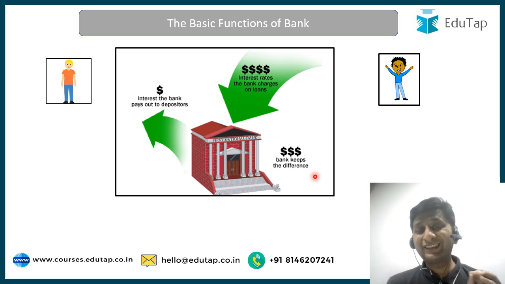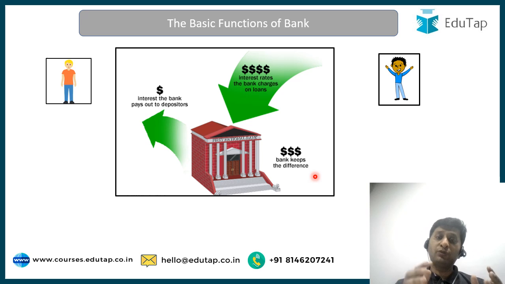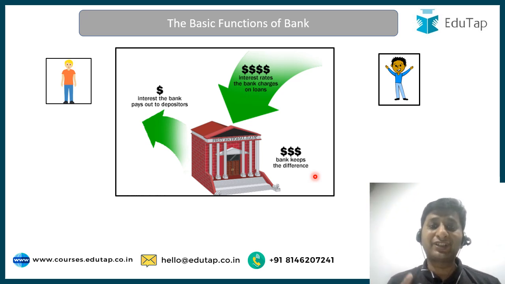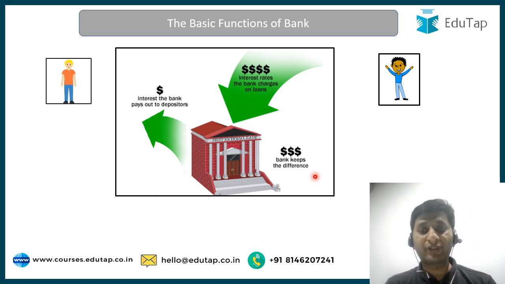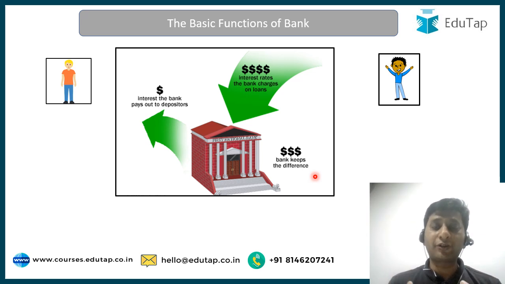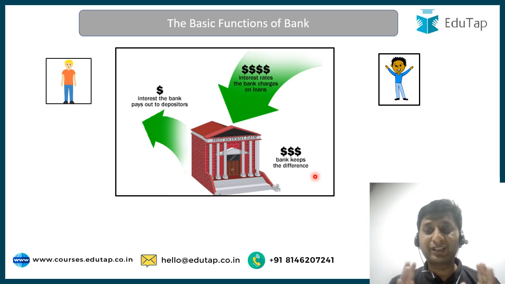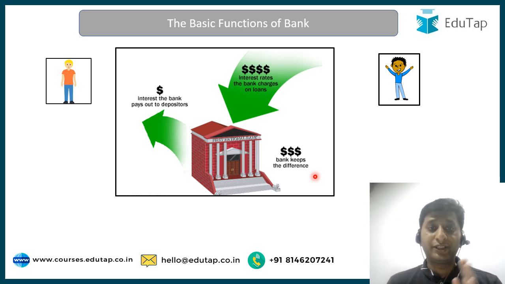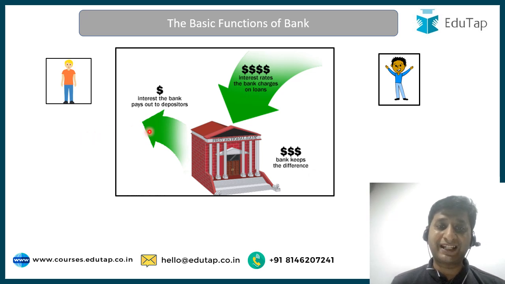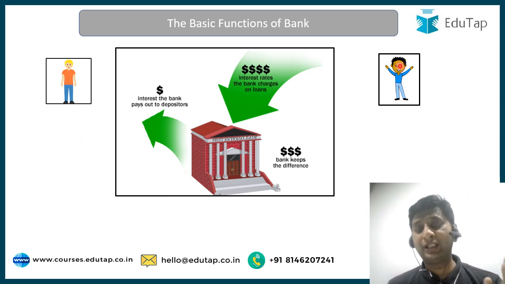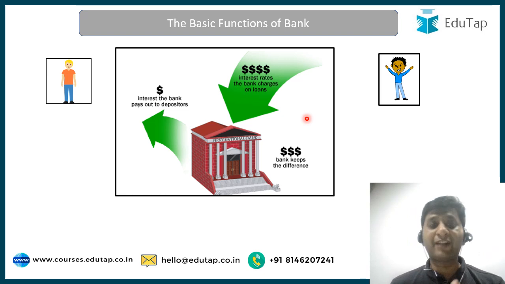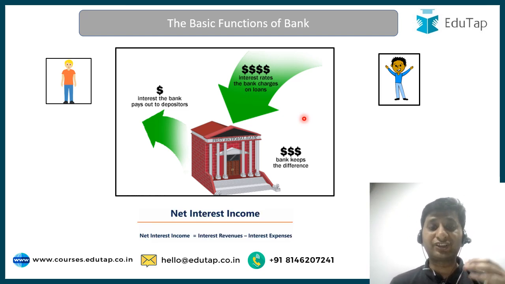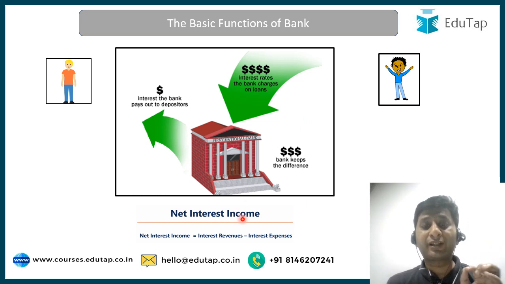So this is the basic function of the bank, though these days banks have diversified into various things like investment banking, selling mutual funds, and whatnot. But this is the basic function of the bank. This is where banking started. You take money from the depositors at X rate, you lend money to needy people at Y rate, where Y would be greater than X, and this difference will make your profit. This is basically called net interest income.